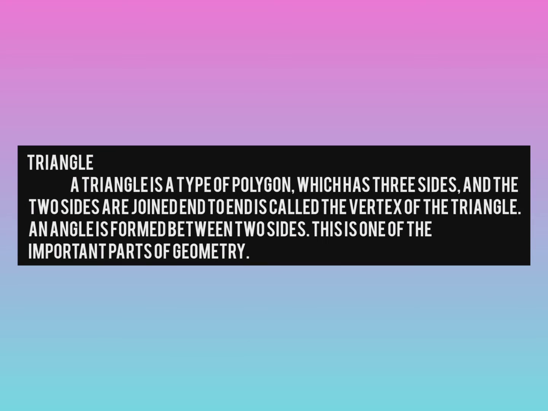Meaning of triangle. A triangle is a type of polygon which has three sides, and the point where two sides are joined end to end is called the vertex of the triangle. An angle is formed between two sides. This is one of the important parts of geometry.